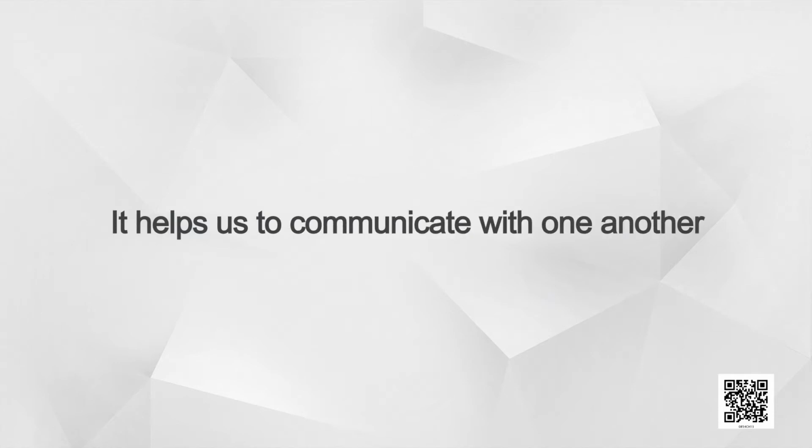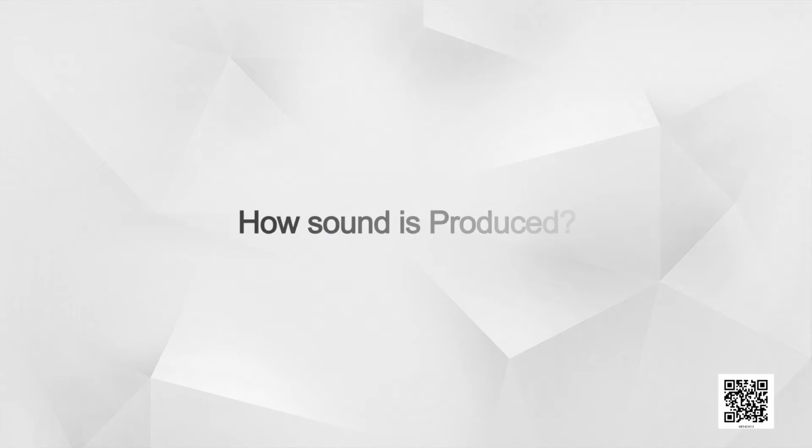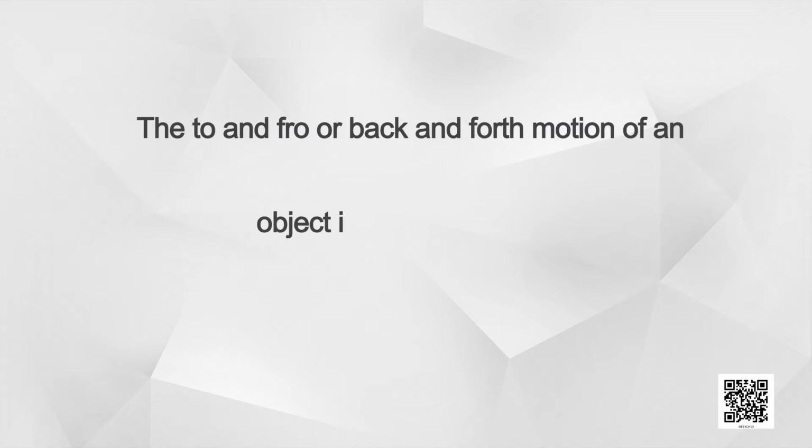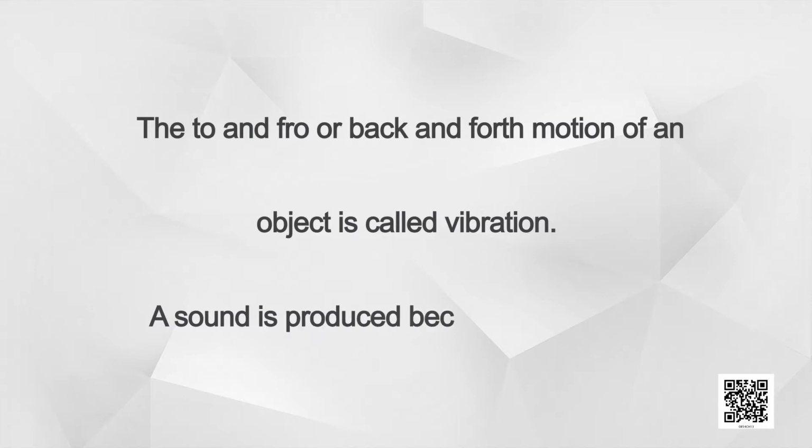Now, let us see how sound is produced. Sound is produced by the vibration of an object. The to and fro or back and forth motion of an object is called vibration. A sound is produced because of vibration.